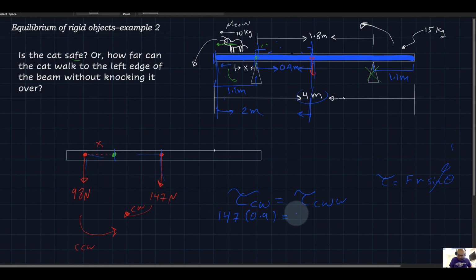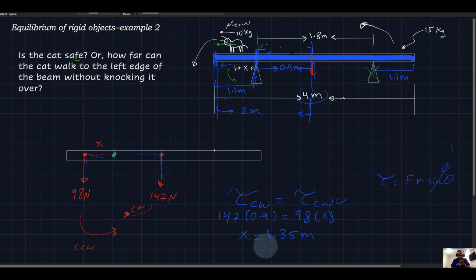So the arm of the center of gravity force is 0.9 meters, and that must be equal to the force of the cat times the distance x. Solving for x, we find that x is equal to 1.35 meters. This distance between here and here is 1.1 meters, so x, which is the distance the cat can go to the left, is 1.35 meters. But what's left between here and here is 1.1 meters.